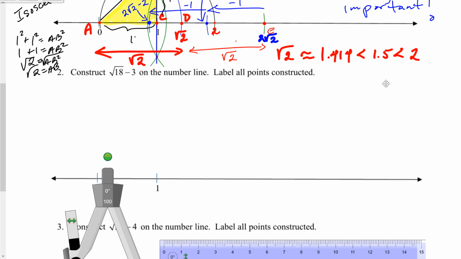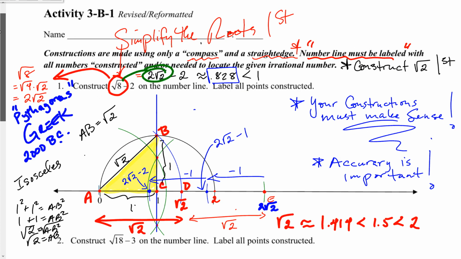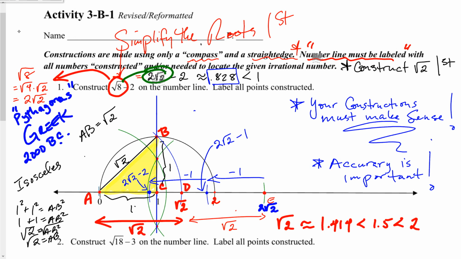We're going to get into a construction here in Activity 3B1 in MRWZ. In the previous one, I started off with the first construction, where we had to use a compass and a straight edge to construct the irrational number, the square root of 8 minus 2, on the number line. I got you started there.